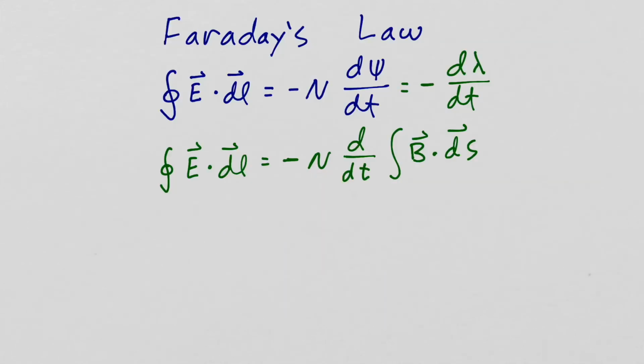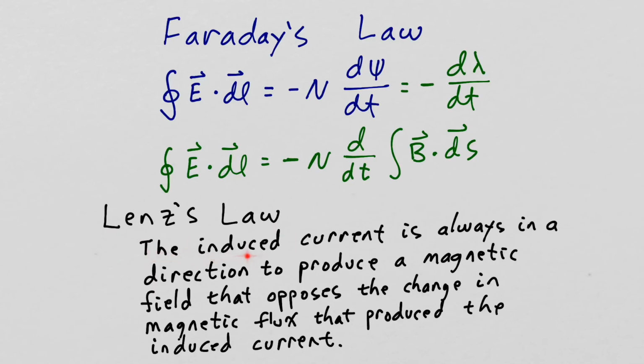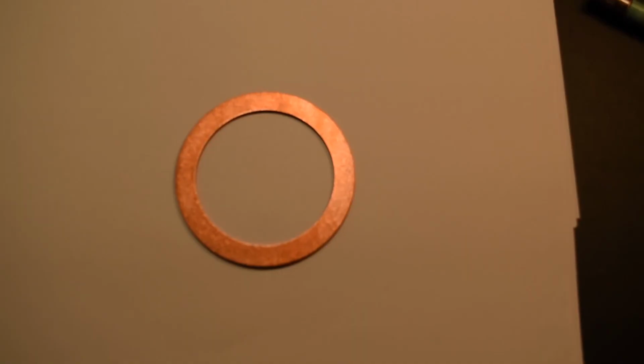We will look at some examples which will help with the interpretation of Faraday's law and this minus sign. The correct interpretation of this minus sign is often stated as Lenz's law. The induced current is always in a direction to produce a magnetic field that opposes the change in magnetic flux that produced the induced current. Let's look at how to think of Lenz's law.